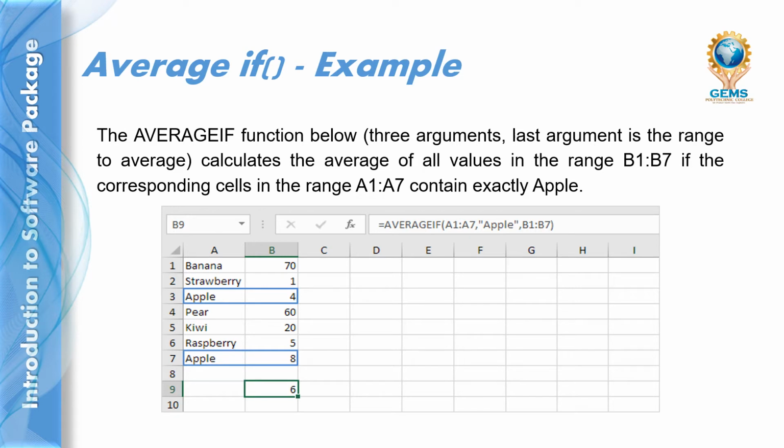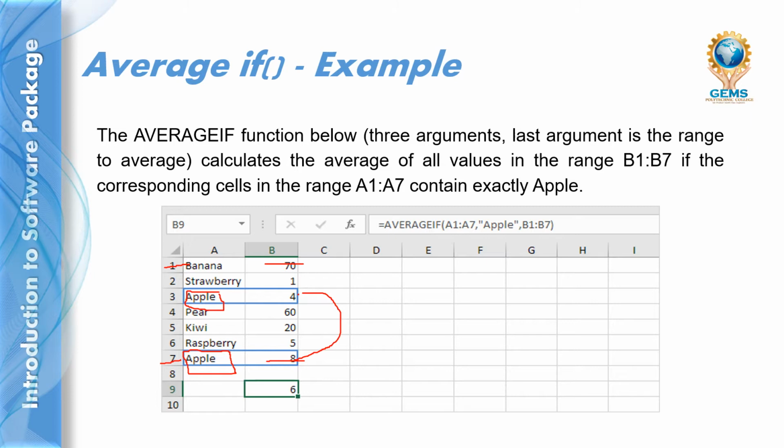Now we will see an example of the AVERAGEIF function. In this example you can see we calculate the average of all values in the range B1 to B7 if the corresponding cells in the range A1 to A7 contain exactly apple. From this image there are only two cells containing exactly apple, A7 and A3. So we have to calculate the average of both. The values are 4 and 8.